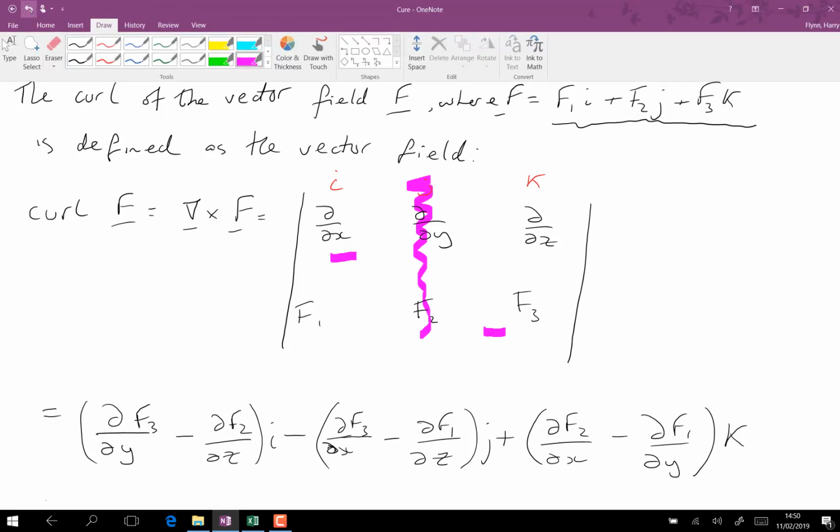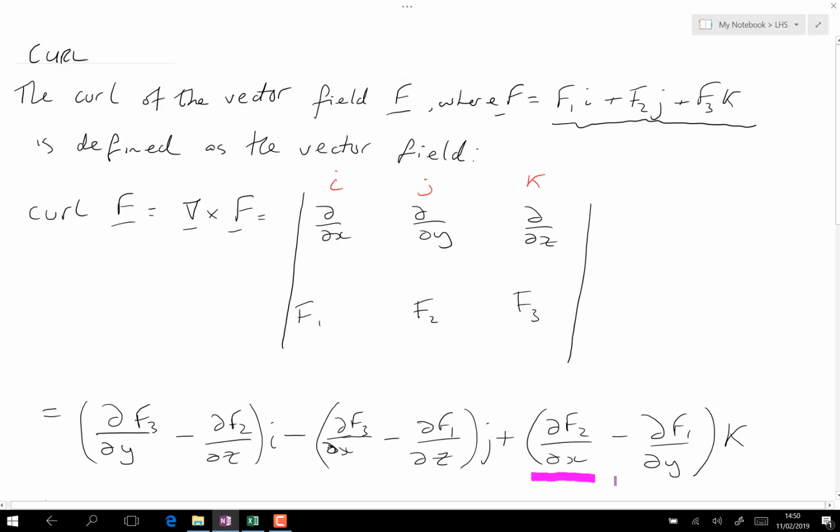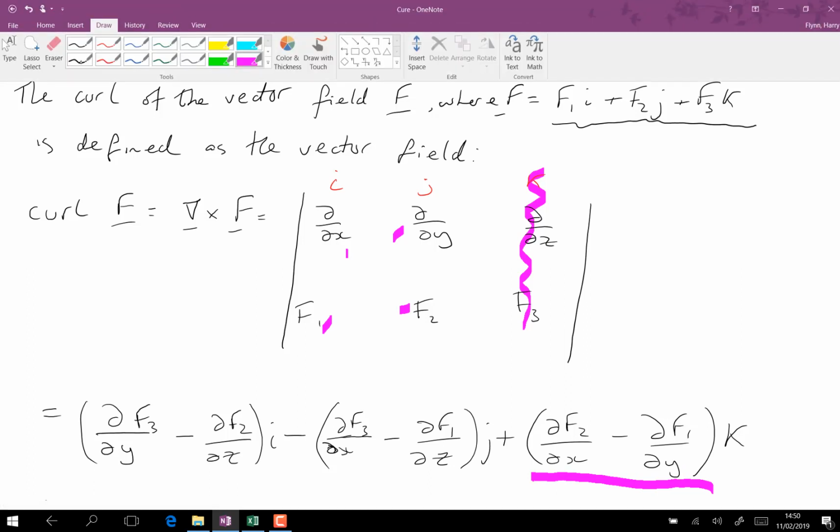Same thing again for k. If I want to find this coefficient here for k, I simply cover up this row and column, this column, and I do AD minus BC, and that would give me my coefficient of k. So just as we saw in previous weeks. Okay, so maybe if we have a look at an example.